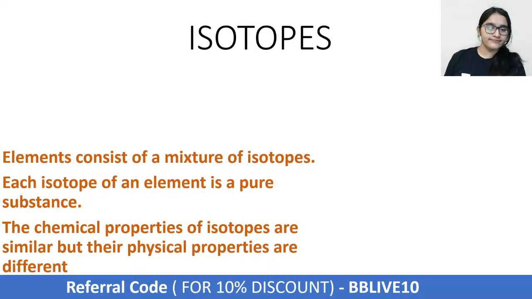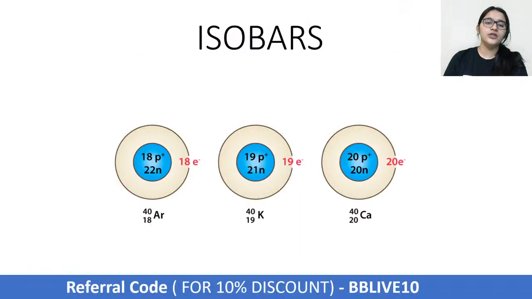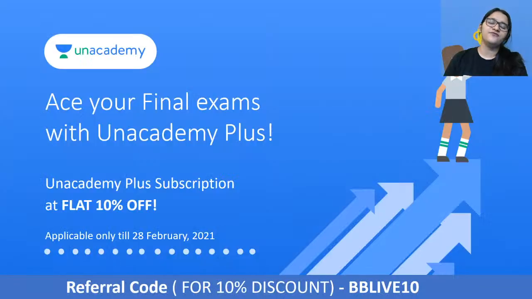So these are isotopes. So elements consist of a mixture of isotopes. Each isotope of an element is a pure substance. Okay, the isotopes are not impure. They only differ in the number of neutrons. The chemical properties of isotopes are similar, but their physical properties are different. Why are the chemical properties similar? Because they have the same number of electrons. Clear? Yes. Then the uses of isotopes and isobars finally.